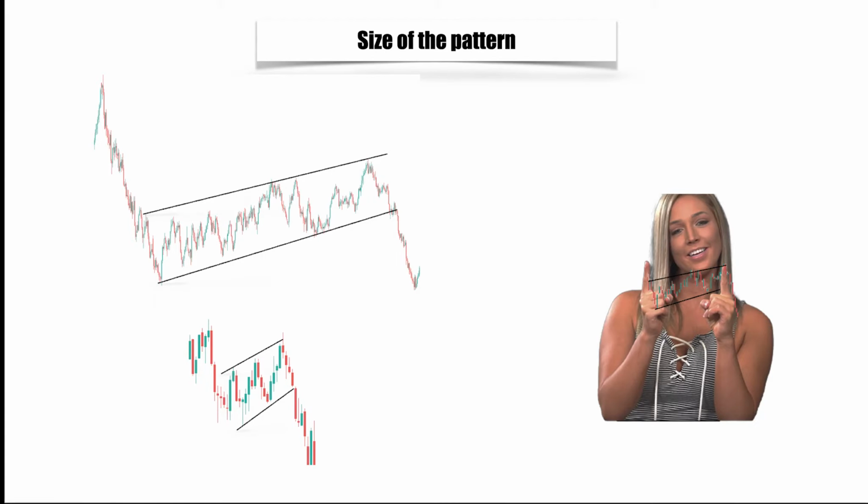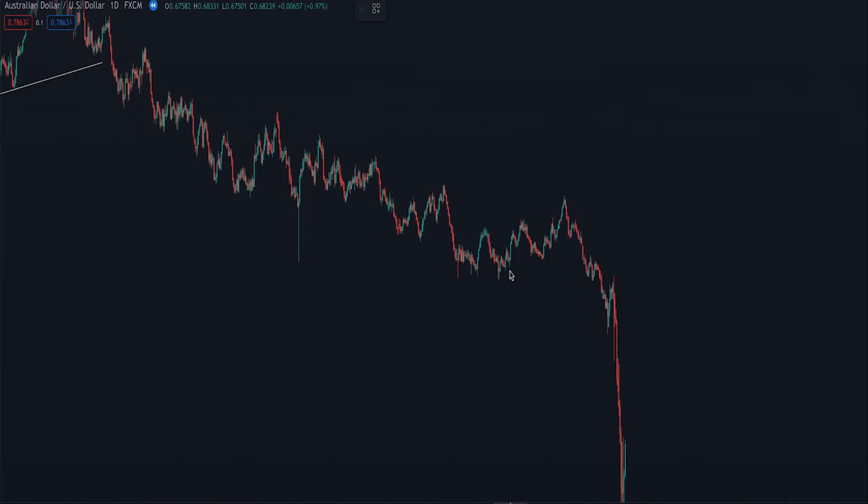Now, the last thing that we're going to look at when it comes to plotting these patterns is the overall size of the pattern. Now, these patterns come in many different sizes and you can take entries on them all. However, for me, as you can see here with Aussie dollar, I tend to focus more and take more entries on the smaller to medium patterns rather than those much larger patterns like I'm plotting in here.